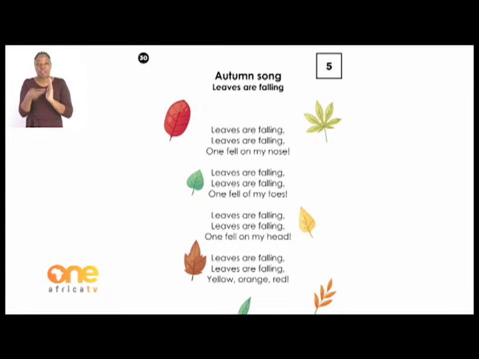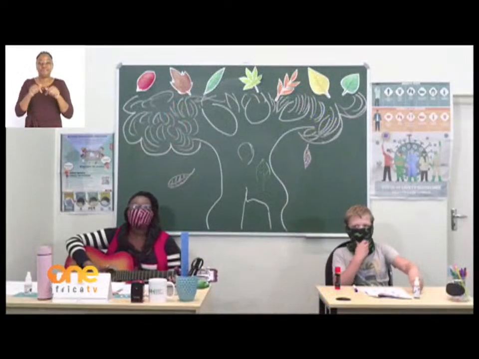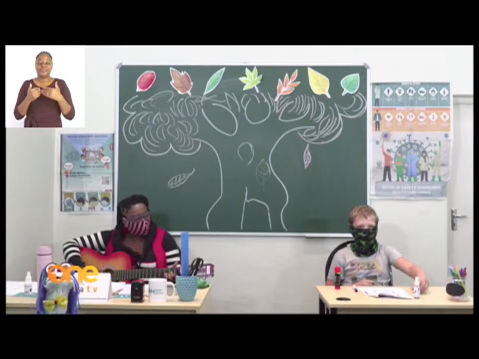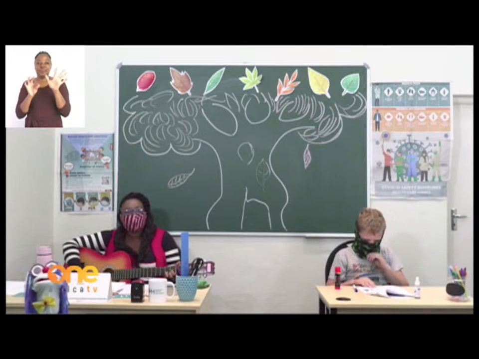The first one says that it fell on my nose. The second one fell on my toes. The last one fell on my head. And then it tells us the different colors of the leaves. We have yellow, orange, and red. So we are going to sing this song together. You, me, my friend, and Zashi. Are we ready, everybody? Are you ready, Zashi? Okay. Let's go. 1, 2, 3, go.